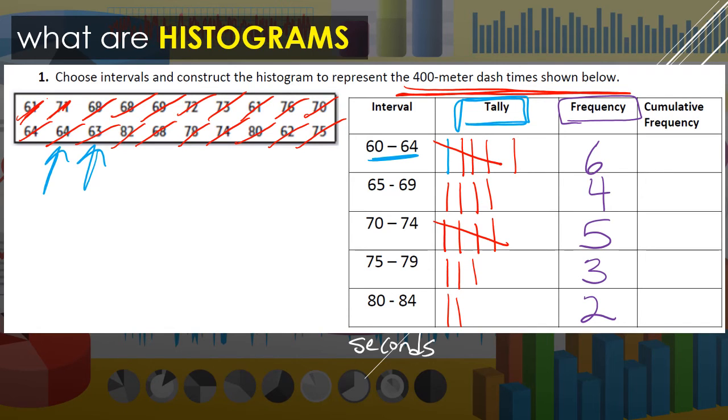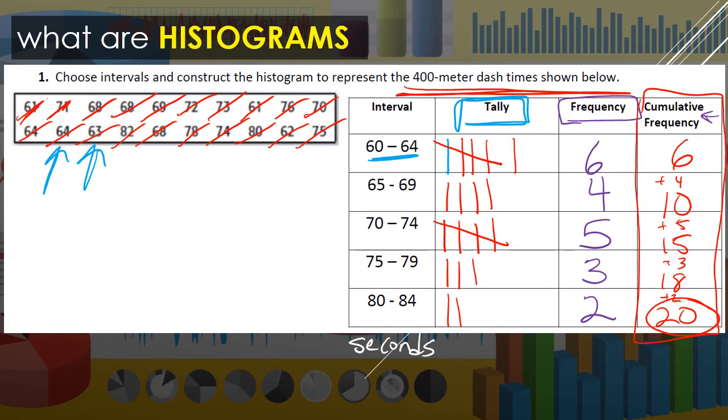There are 6 people. The cumulative frequency, all this is doing is we're just going to add these up to make sure that we have all of our data. So the first box is 6, and then we do 6 plus 4 is 10. 10 plus 5 is 15. 15 plus 3 is 18. 18 plus 2 is 20. So the cumulative list just helps us to keep track to make sure that we have all of our data points accounted for.